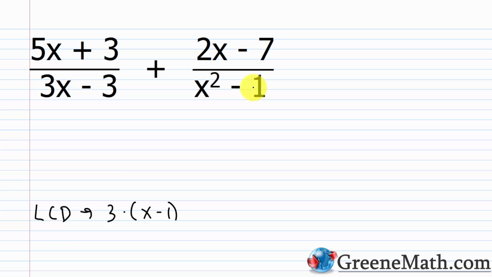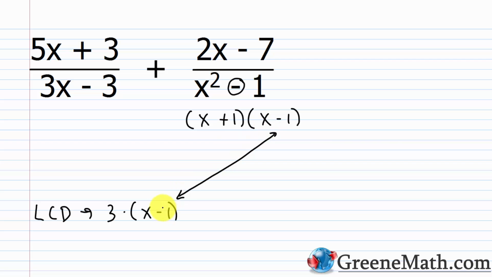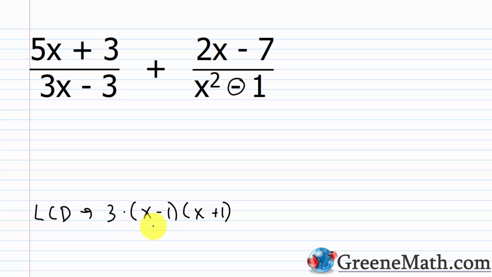Start to memorize these because as they come up, you want to be able to see that, okay, if I see a binomial here and I got a minus sign, first guy is squared, the second guy is a perfect square, I know I have the difference of two squares. So x squared minus 1 will factor into x plus 1 times x minus 1. Now, I've already got an x minus 1 here, so I don't need to put it into the list of the LCD. What I do need to do is throw in this x plus 1 because it's not currently present. So my LCD will be 3 times the quantity x minus 1 times the quantity x plus 1.